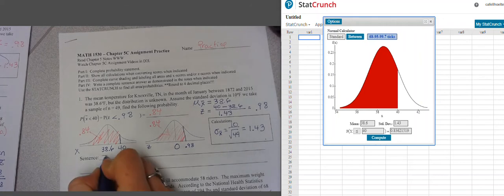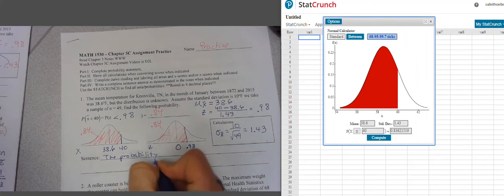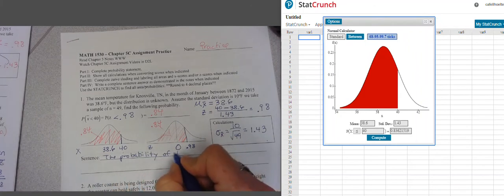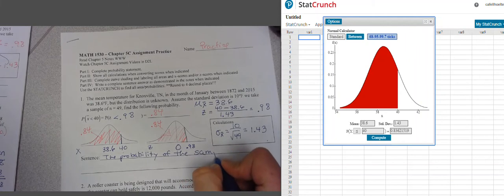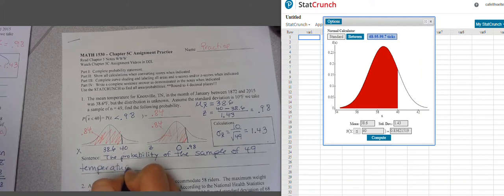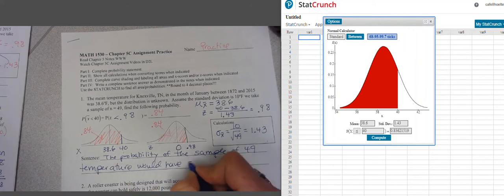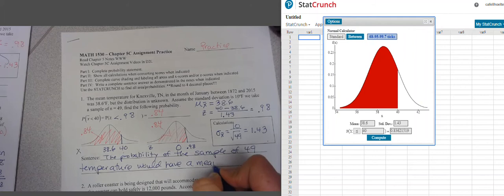So we would say that the probability that a sample of 49 temperatures would have a mean of 40 is 84%, or 0.84.